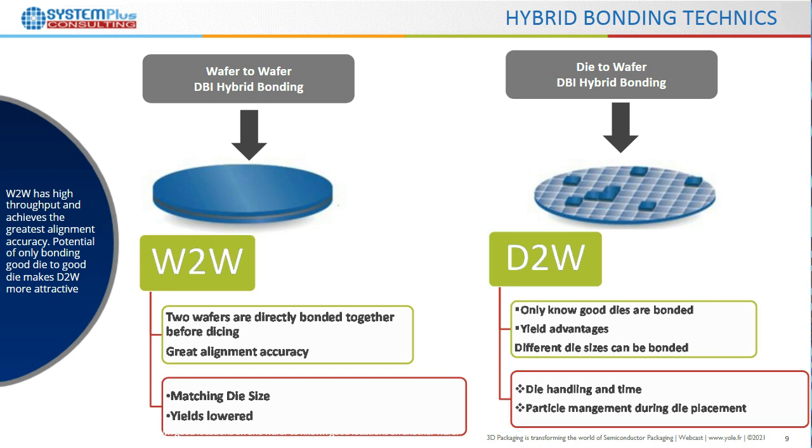So we're looking at die to wafer. This part is really interesting because you only have the good dies that are going to be bonded together. Therefore, you are going to have yield advantages when you come to die to wafer. Die to wafer also means that the die sizes could actually be different, as we are going to dice out the dies of one wafer, pick and place them on another wafer. So die handling also becomes an issue in this, and particle management could be a challenge in die to wafer type of hybrid bonding.